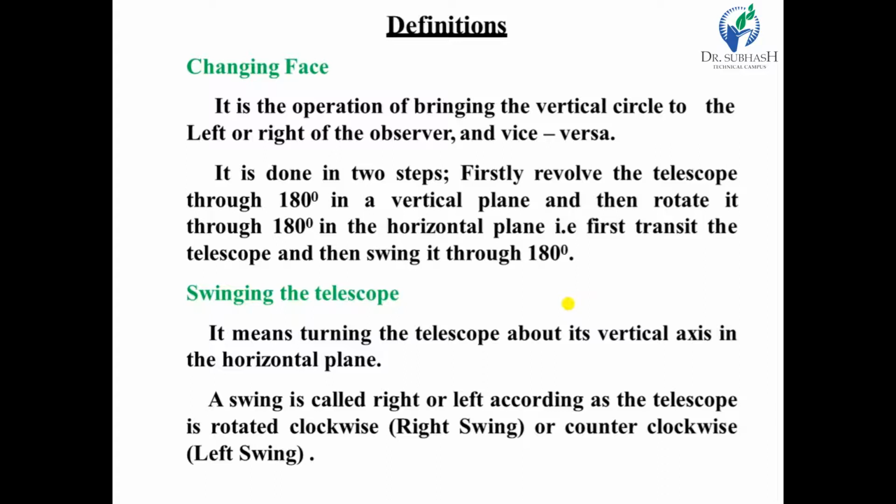Now, a second question arises: what is swinging? Swinging is revolving the telescope about its vertical axis in a horizontal plane through about 180 degrees. So first we have to transit the telescope, and after that we have to swing our theodolite. In other terms, if we rotate the telescope in the clockwise direction, it is called a right swing. If we rotate our telescope in the counterclockwise direction, it is called a left swing.